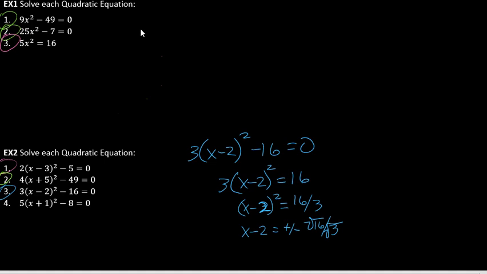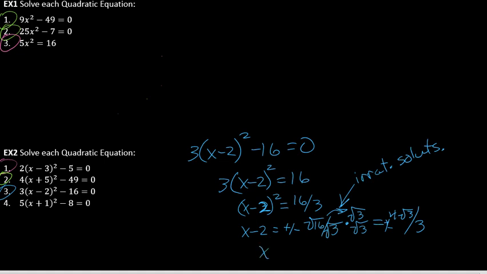Okay, and we see right here, we're going to have irrational solutions, because we're going to have to rationalize. So the square root of 16 is 4, right? And then we have to multiply that by the square root of 3. So we've got 4 plus or minus 4 square root of 3 over, and this guy underneath is just going to be 3. And we still don't have x by itself. We still have to get rid of that minus 2. So we're going to add 2 to both sides.